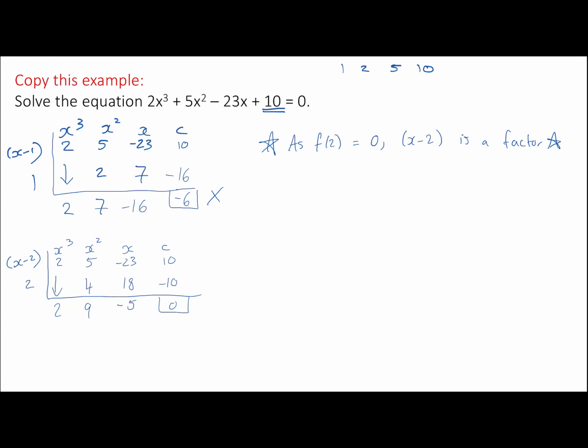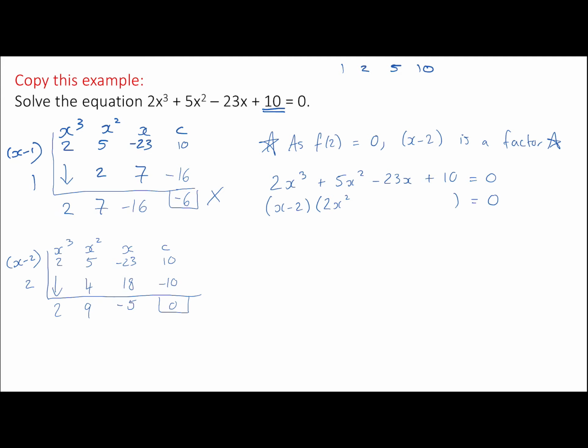So we must write this statement again as f of 2 equals 0. That means that x minus 2 is a factor. Write out our polynomial equation. So 2x cubed plus 5x squared minus 23x plus 10 equals 0. And we can write down what we've factorised that to.